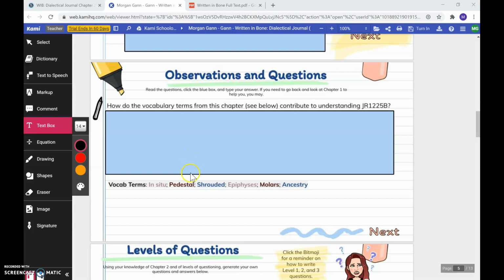You need to figure out, was JR 1225B shrouded? If he was, what does that say about his burial? If he was not, what does that say about his burial?